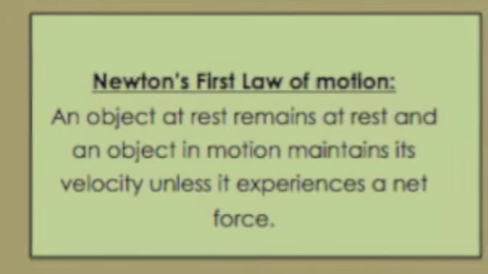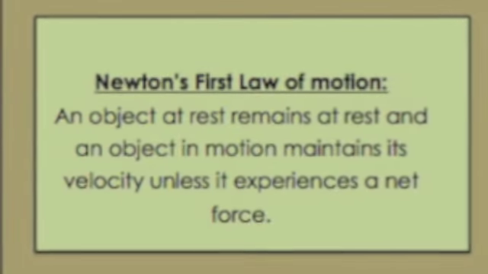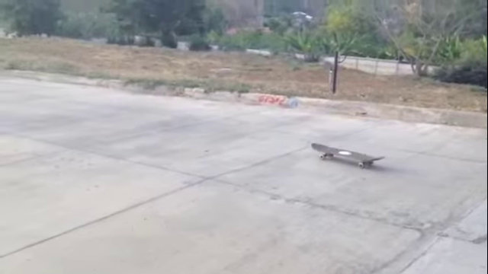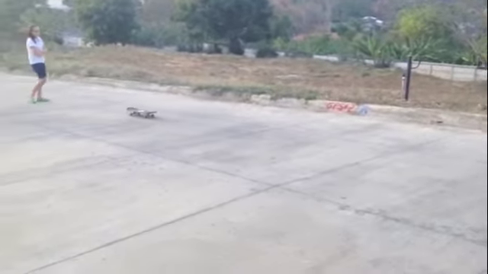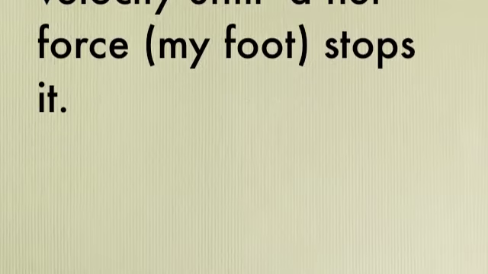An object at rest remains at rest, and an object in motion maintains its velocity unless it experiences a net force. The skateboard keeps moving at the same velocity until a net force, my foot, stops it.